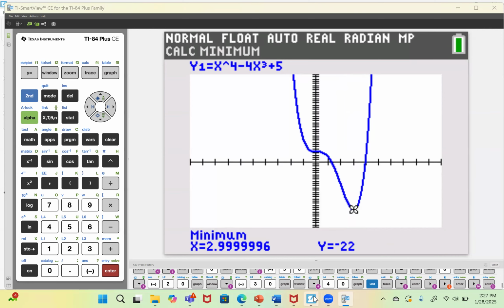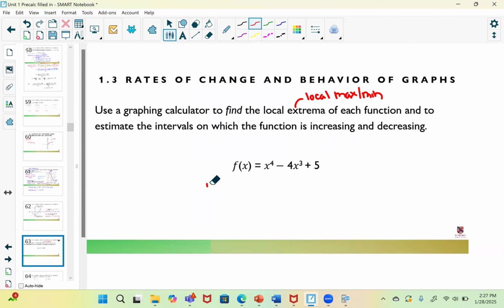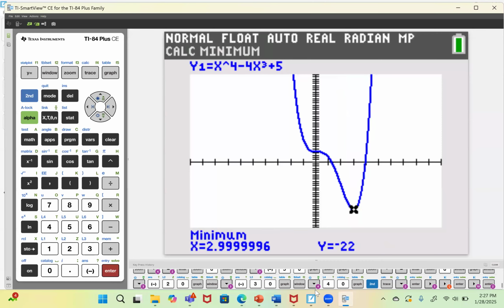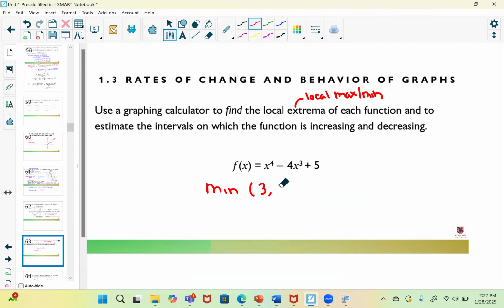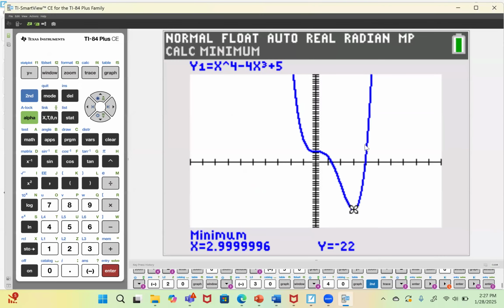So the minimum occurs, and I'm going to write it as a point, at (3, -22). This is both a local min and also the absolute min. Every absolute min is also a local min. It's not the other way around. This is the lowest point on the entire graph, so it's an absolute min, but every absolute min is also a local min. So that's the only max or min.